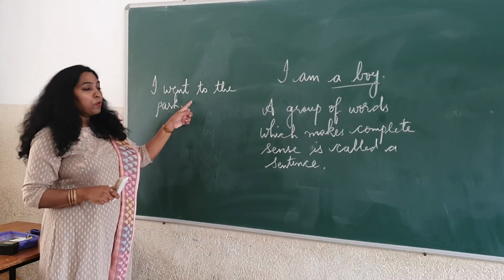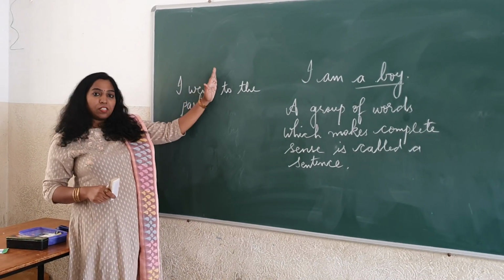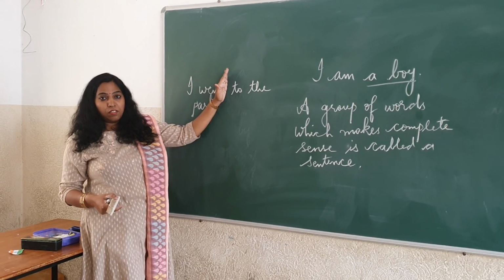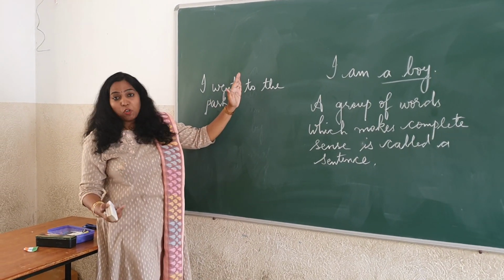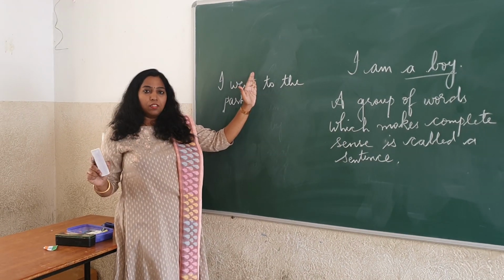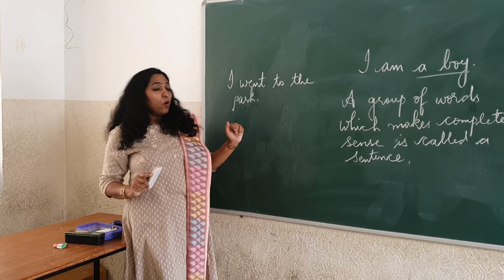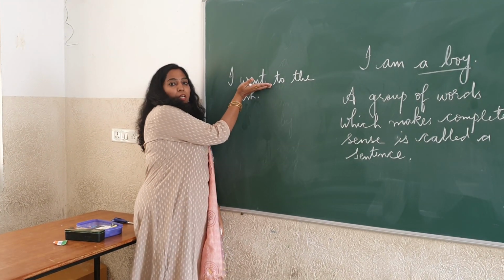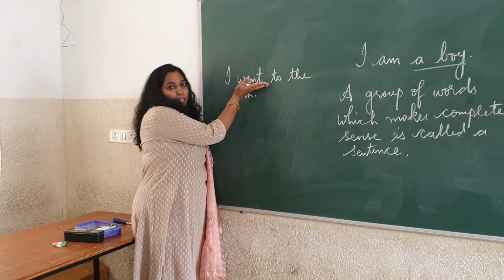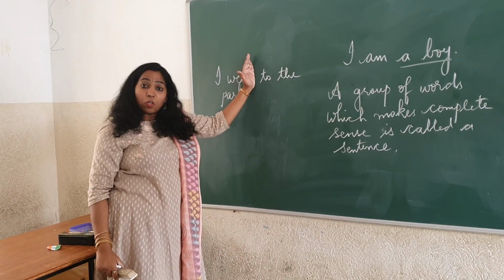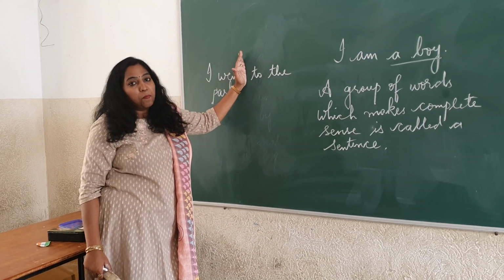Now if we come to this sentence, "I went" also makes sense. That means you went. Where you went, nobody knows. When you went, nobody knows. But there is some meaning. Now if I just keep it as "I went," it makes some meaning but not complete meaning. Similarly, if I say "to the park," that also makes some sense but not complete sense.